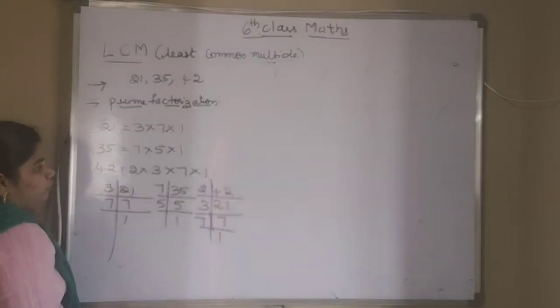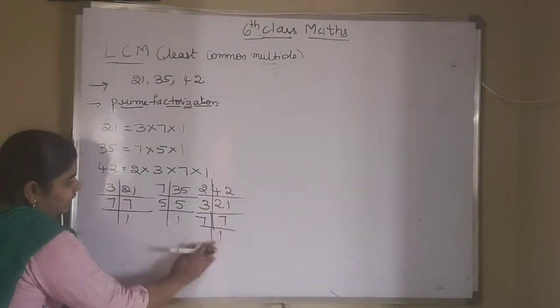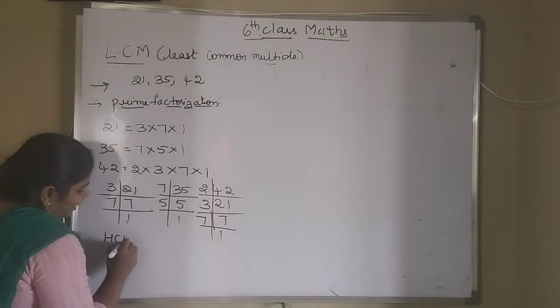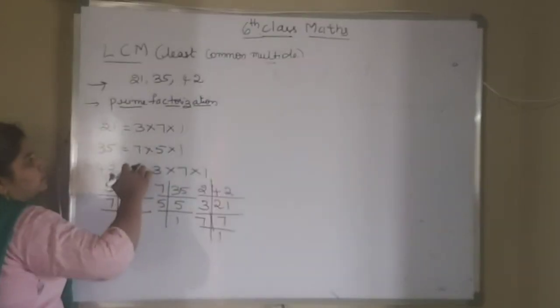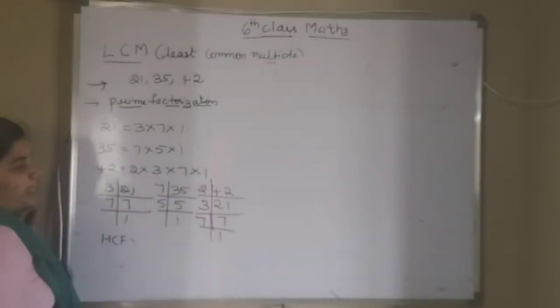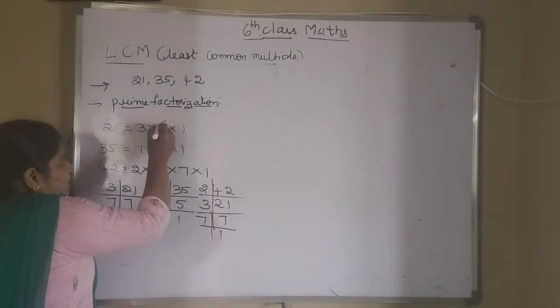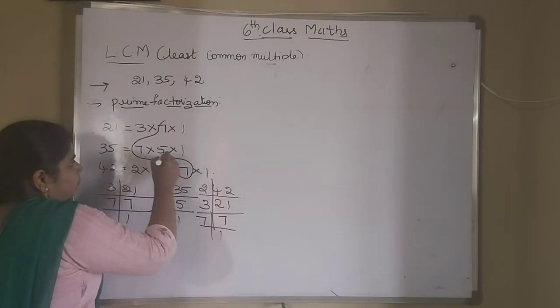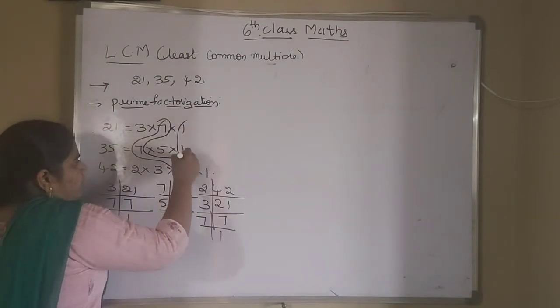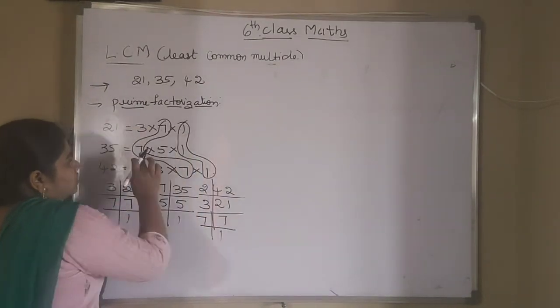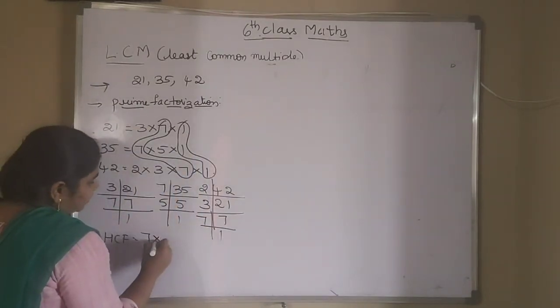Now what we have to do, we have to take the HCF first. So what do you mean by HCF? In all the numbers, what is the common term we have to take? So what is common here? 7 is common and 1 is common. So this 7 and 1 I am writing here, 7 into 1.